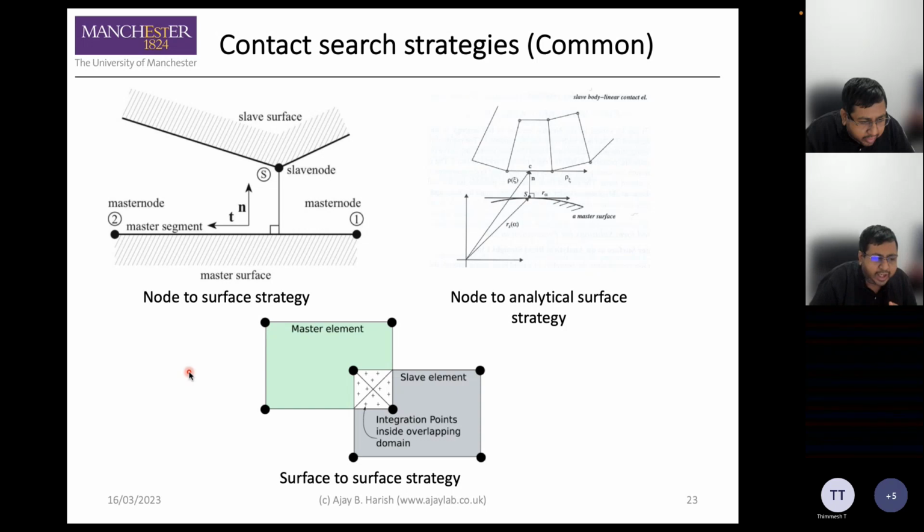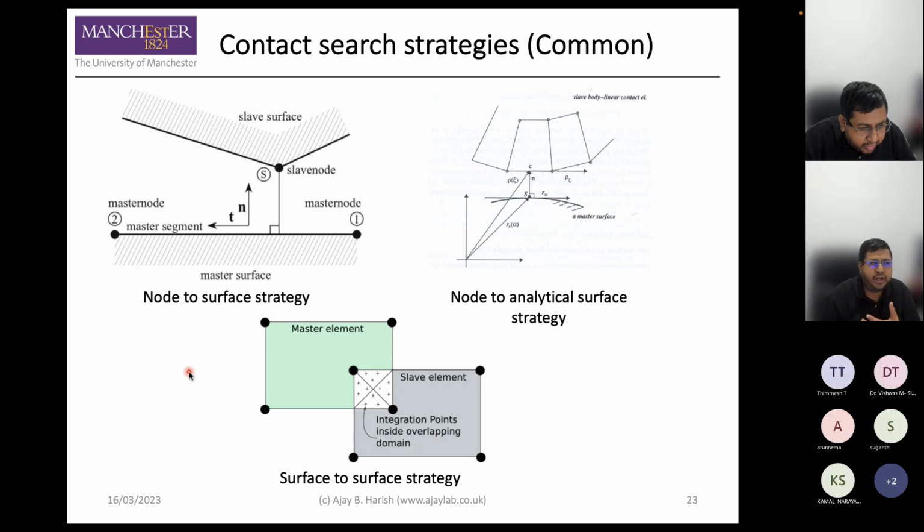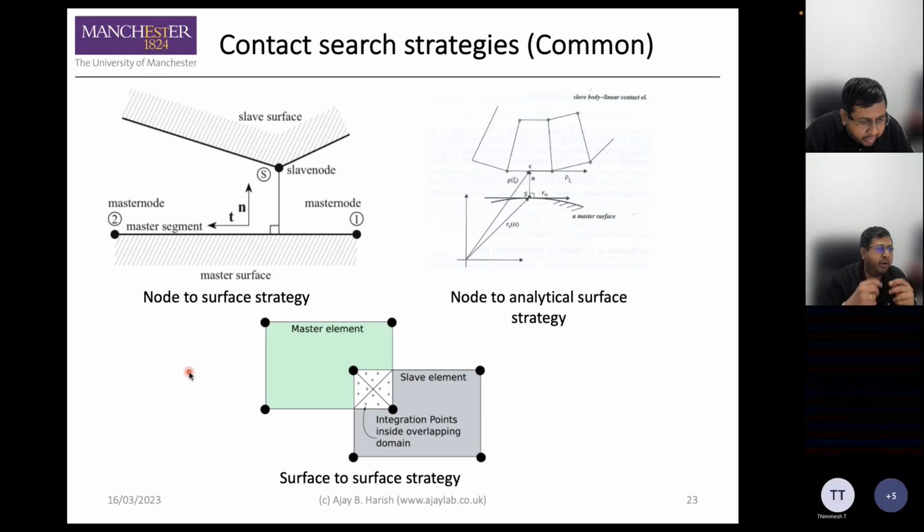Okay. Now the second question that comes in. The first thing is we know how to impose a constraint. The second thing is we said if the bodies are in contact, then we impose a constraint, but we don't know where they are in contact. That is where the contact search strategies come into the picture. So there are two things. Primarily, one is how do we put the constraint, let's say point to point.